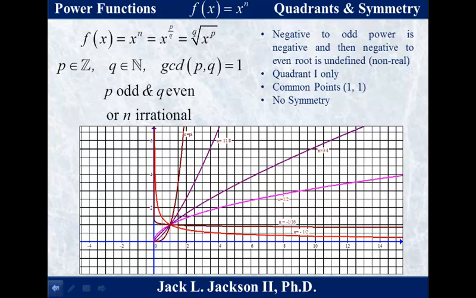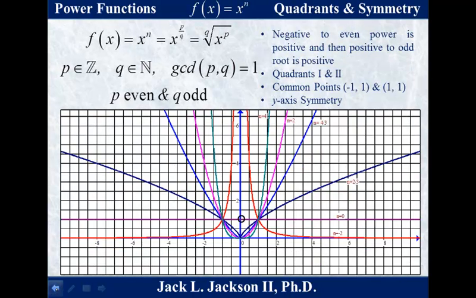Now what if you have an even over an odd? P is even and Q is odd. So notice what happens. Again, we know the first quadrant. We know what happens there. So what happens when x is negative? Well, a negative to an even power is going to be positive, and then you turn around and take an odd root of that, it'll still be positive. And so you get a negative input gives you positive output. For example, negative 1 input gives you positive 1 output. So they all go through negative 1, 1 and 1, 1 with these conditions. Okay? And so that's going to be quadrants 1 and 2.